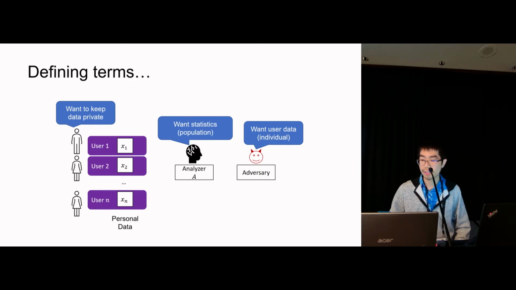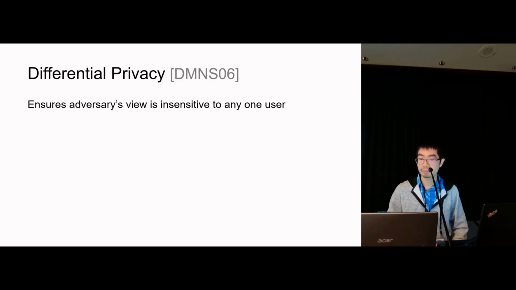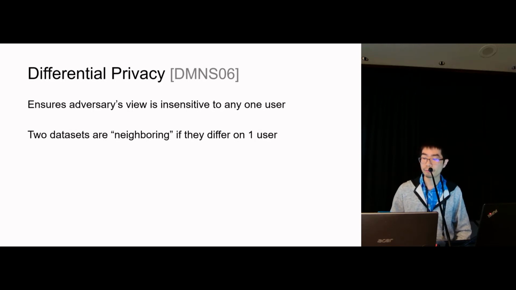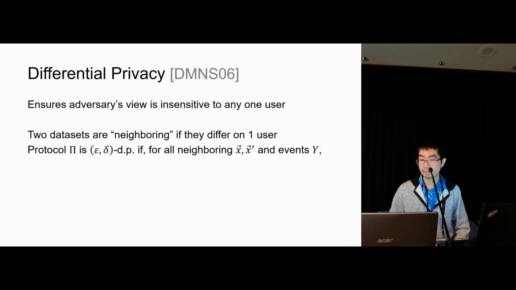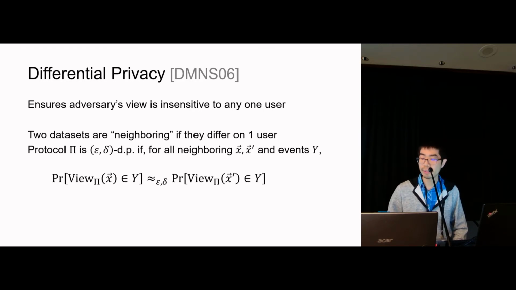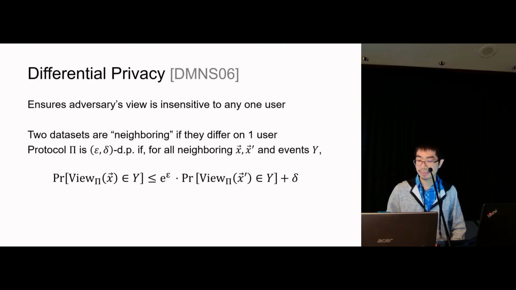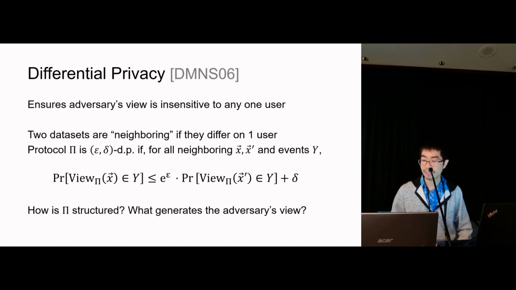All right, so given this terminology, let's define differential privacy. Loosely speaking, it ensures that an adversary's view is insensitive to any one user. So we'll consider two data sets to be neighboring if they differ on one user's data. And a protocol is going to be differentially private if for all neighboring inputs and for all outcomes, the likelihood of that outcome changes only slightly when we change inputs. The slight change is quantified by epsilon and delta, which is a hybrid multiplicative and additive bound.